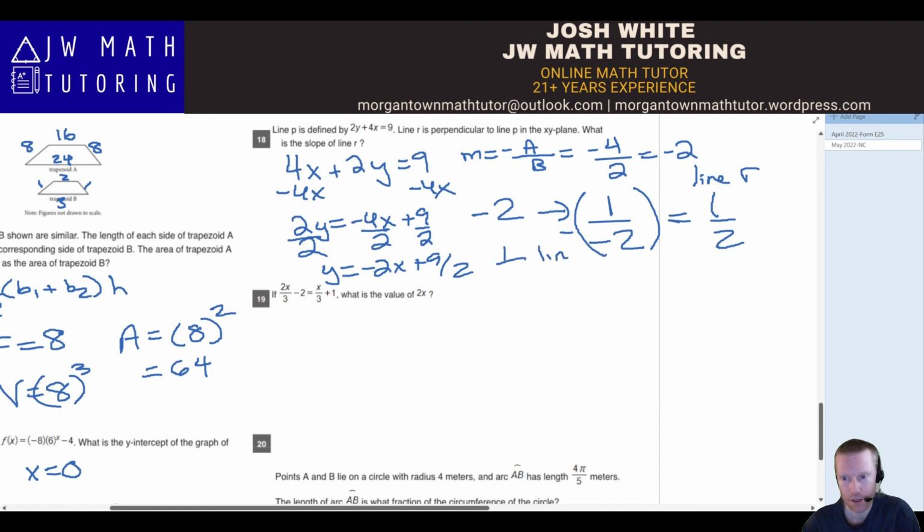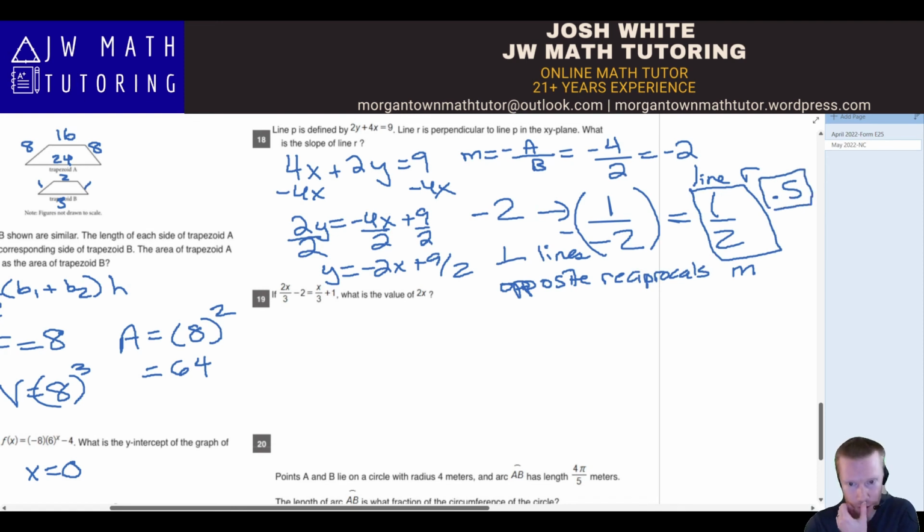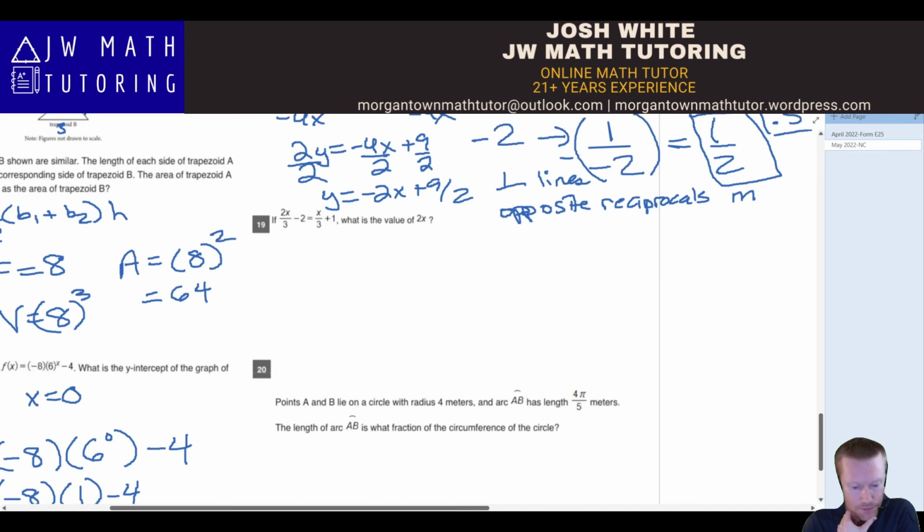Again, that's the reason perpendicular lines have opposite reciprocals for their slopes. So the correct answer to this is 1/2. You could grid it in like that, you could also grid it in as 0.5 as well. Either would be acceptable. Next, problem number 19.